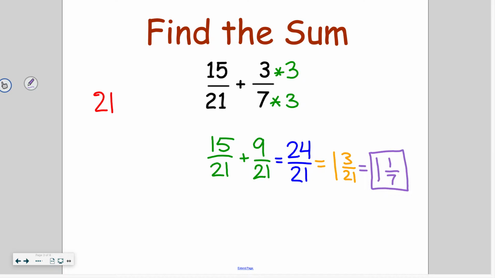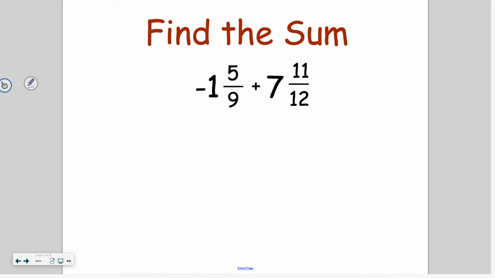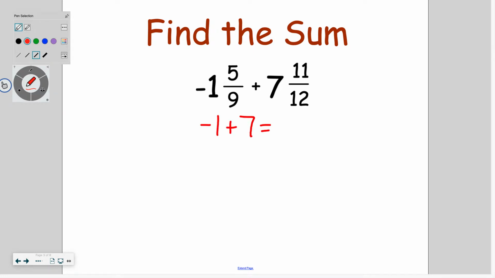So in this next example, we start by looking at our numbers, and since they're mixed numbers, we're going to deal with the whole numbers first. So we're going to take our -1 plus 7, and that gives me a +6. So that hasn't changed dealing with the whole numbers first. Now for dealing with the fractions, we need to go about finding our common denominator. 9 and 12. 12 is our bigger number. So we're going to make a list.